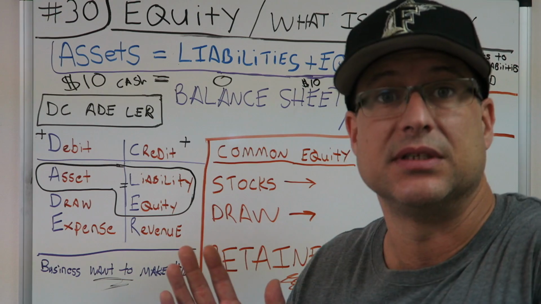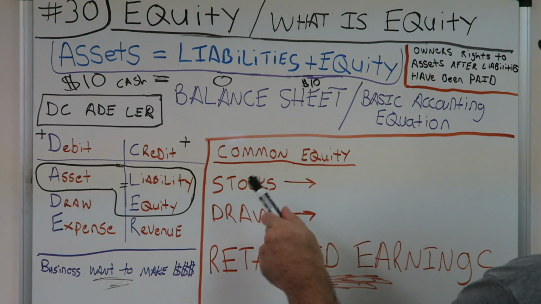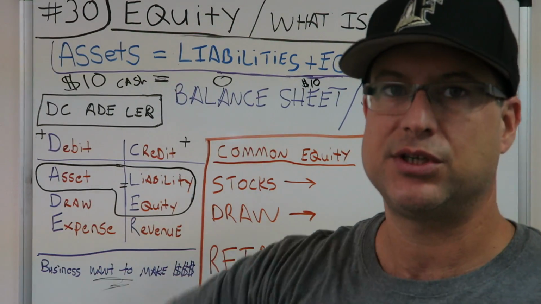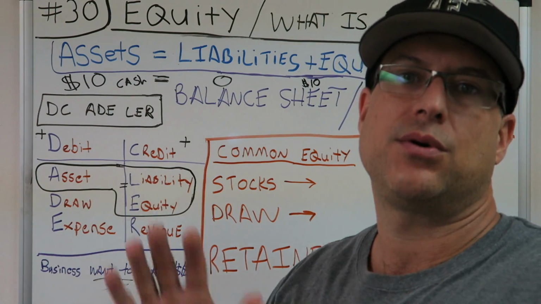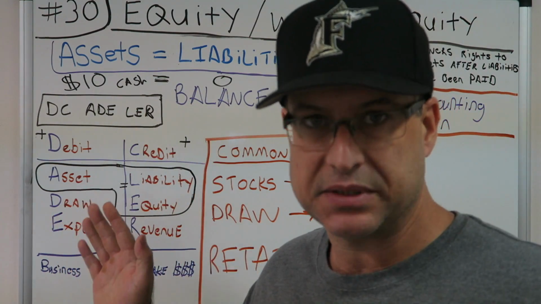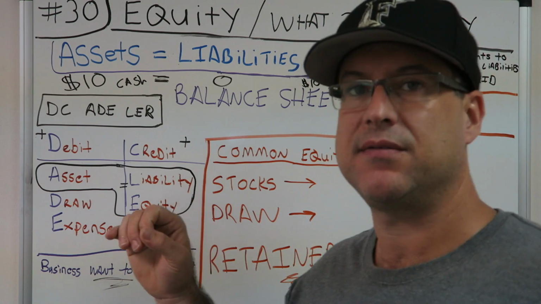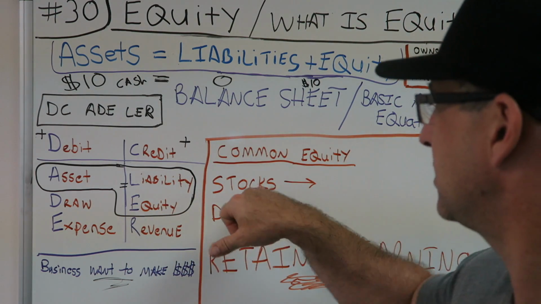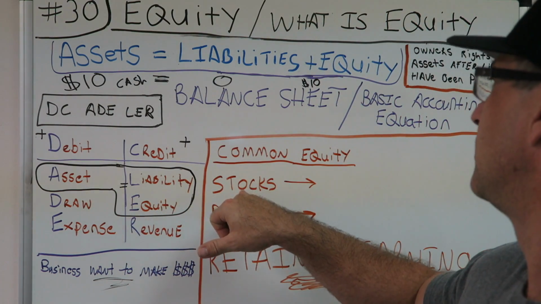Those are the owners of the business, the stocks. That's a common equity. If you don't have stocks and you're not a publicly traded company, one person, you're the owner. Jonathan Dorn, I'm the owner of the business. But if I have stocks, then they are the owners of the business.